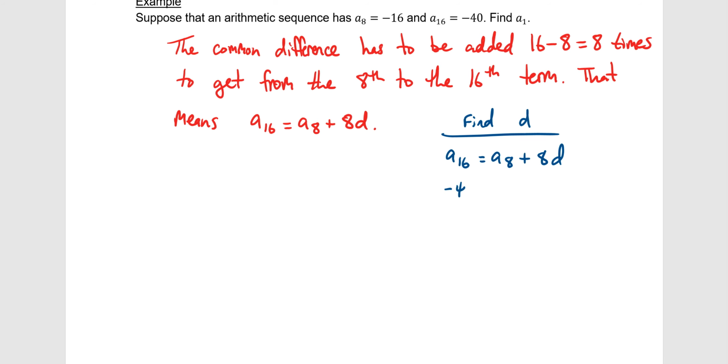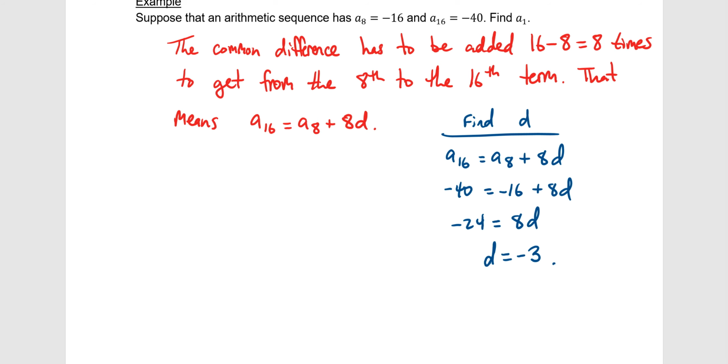So we get negative 40 equals negative 16 plus 8d. Add 16 to both sides, we get negative 24 equals 8d. Divide both sides by 8, and we get d equals negative 3.